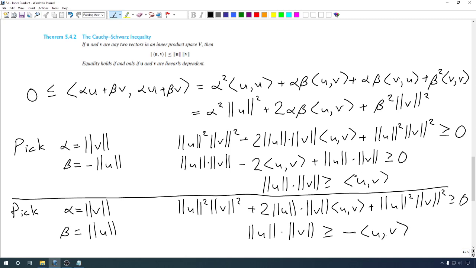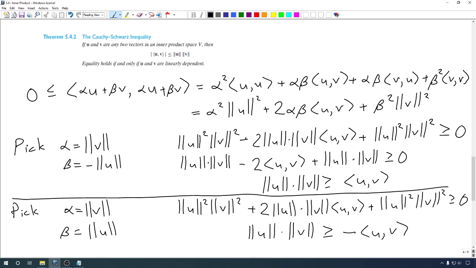And so, no matter if the inner product of u and v is positive, well, then we can just use this first one, and that's what this inequality is saying. If the inner product of u and v is negative, then the negative of that inner product is the absolute value, and so we have this inequality again in that case. So either way, no matter whether or not the inner product is positive or negative, we're still good.